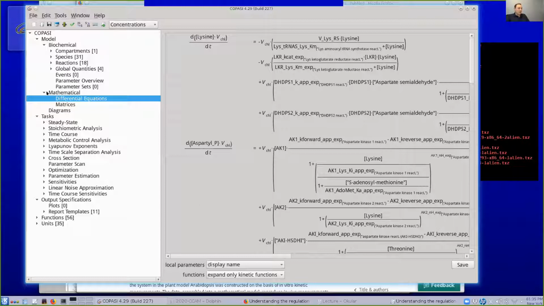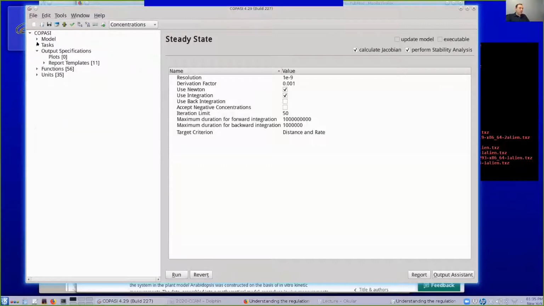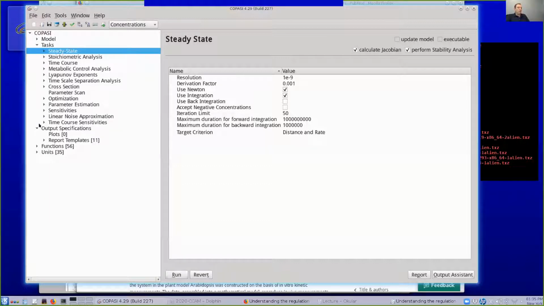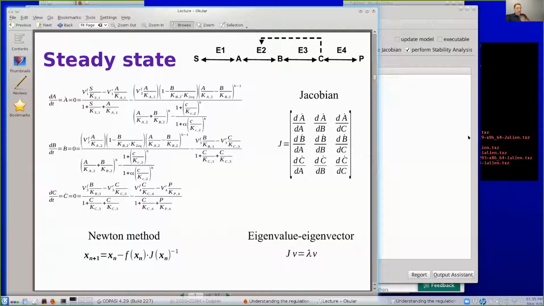So anyway, I was showing you the mathematical model, but now I want to do something with my model, which is in this case calculate a steady state. So you go here underneath model. There is a section called tasks. These are all the operations you're going to do with COPASI. And the most basic one is steady state, which, as Les previously described, is when you have no changes in concentrations. So in that case, you basically annul the differential equations. It becomes just a set of algebraic equations.